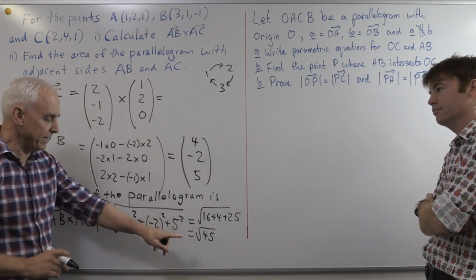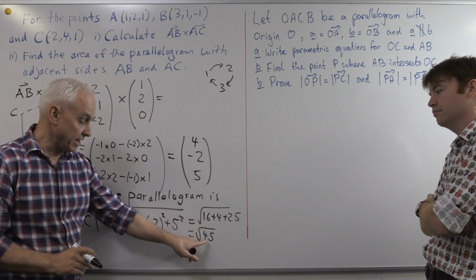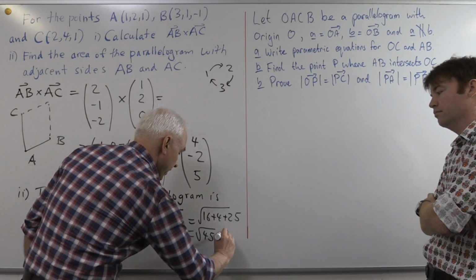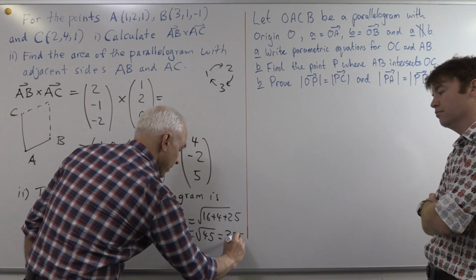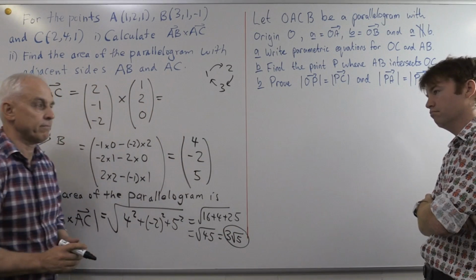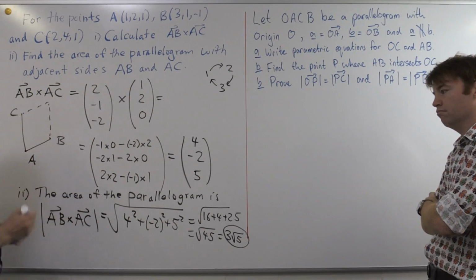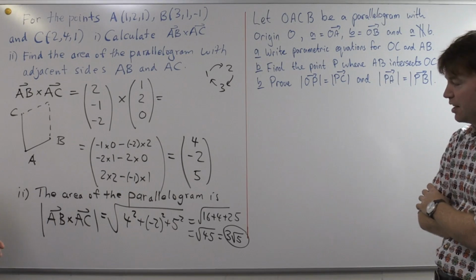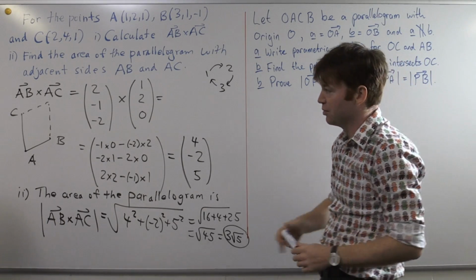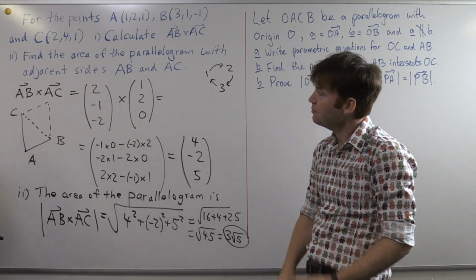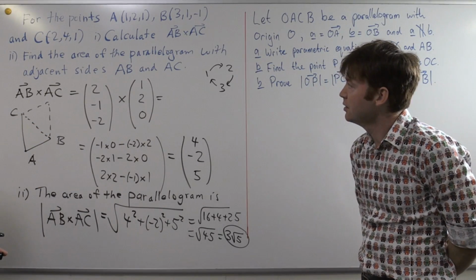Now we can probably clean that up by taking out the square that's in there. There's a factor of 9 there, so if we take that out, make it a little bit cleaner, that'll become 3, and then we'll have 3 times square root of 5. That's the area of this parallelogram. Excellent. And you sometimes get asked for the area of the triangle, which would of course be just half the area of the parallelogram.